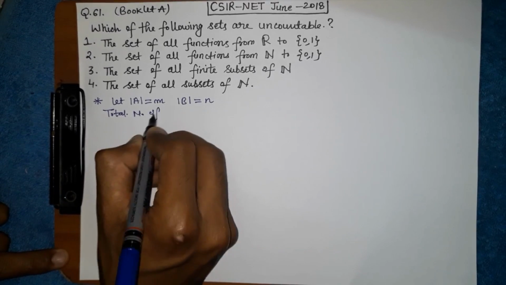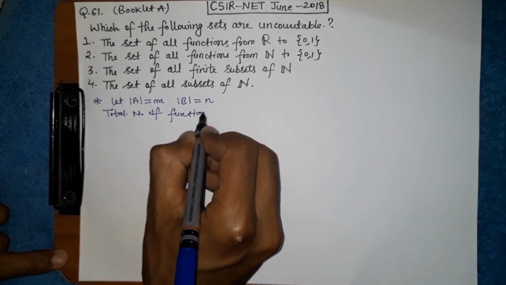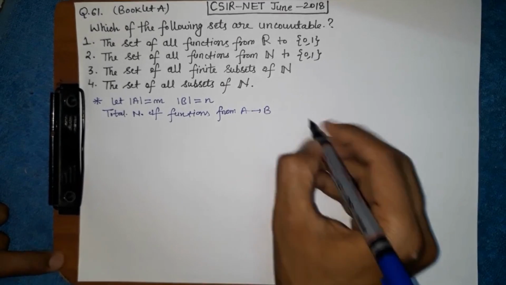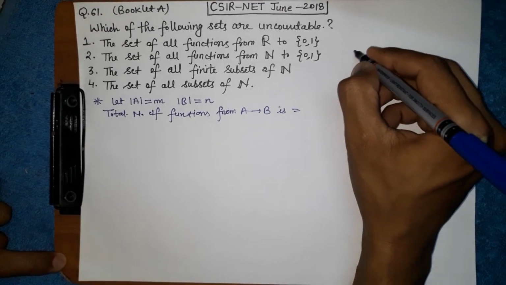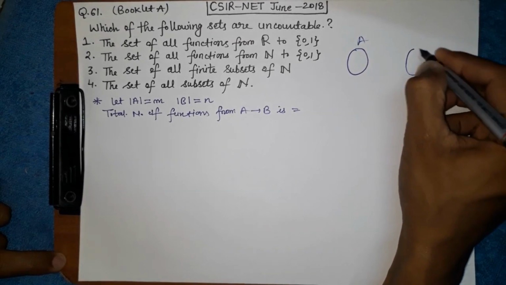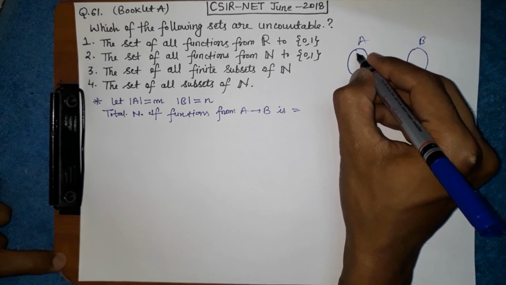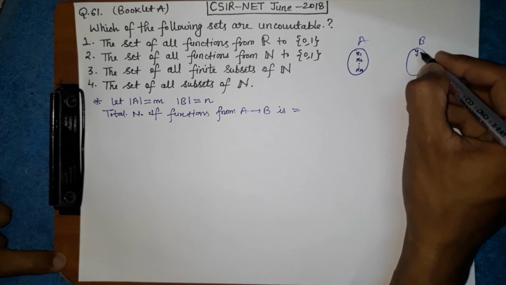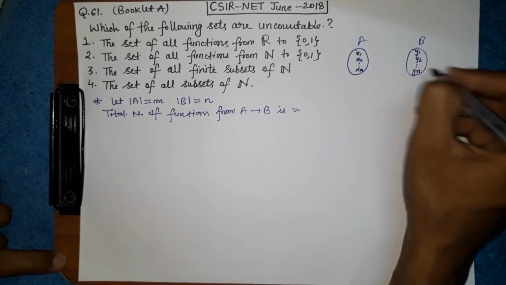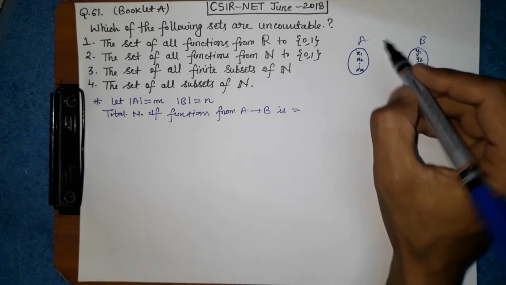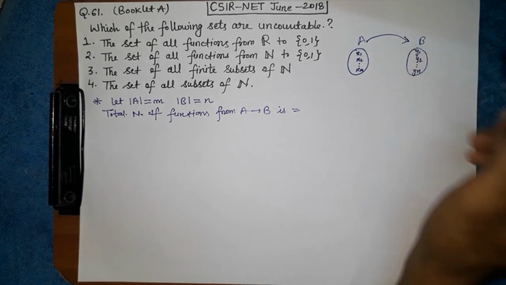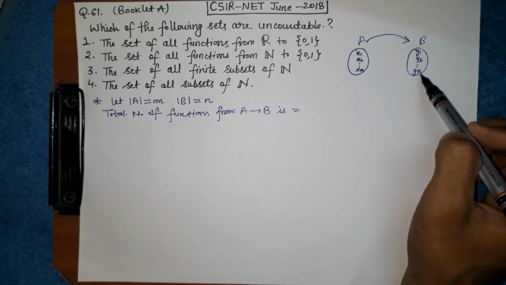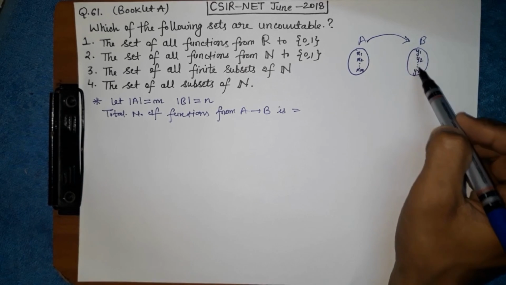So the total number of functions from A to B is determined as follows. Suppose this is the set A and this is set B. We have m elements x1, x2, up to xm, and here we have n elements y1, y2, up to yn. So the total number of functions from this set A to B can be determined. This x1 can be mapped to any of these y1, y2, up to yn. That means x1 has n possibilities.